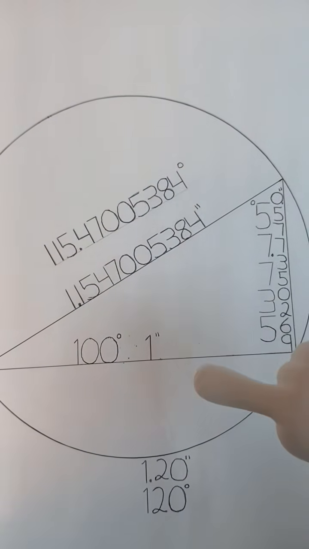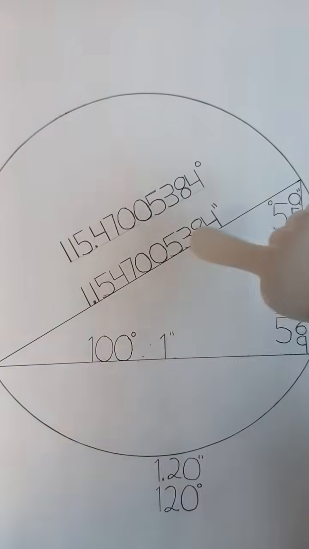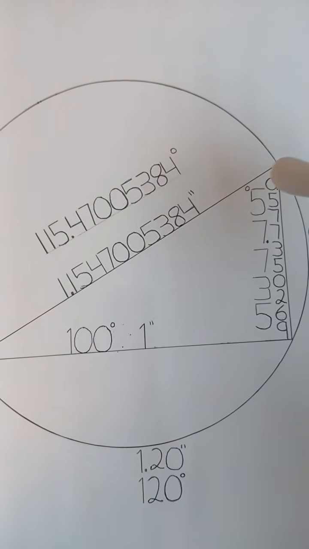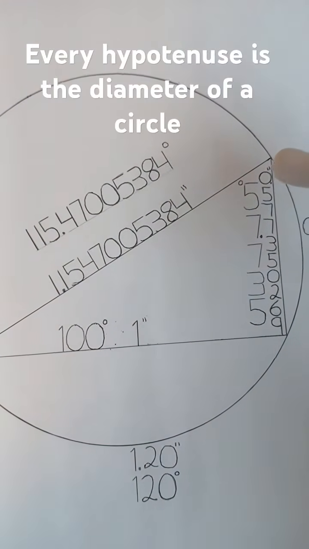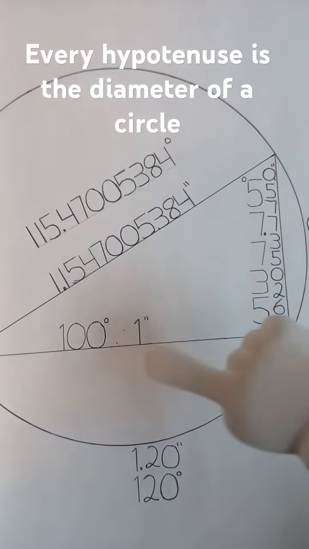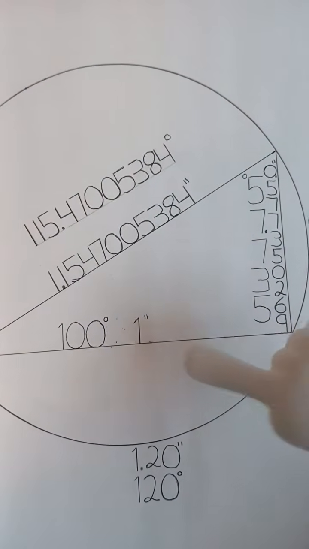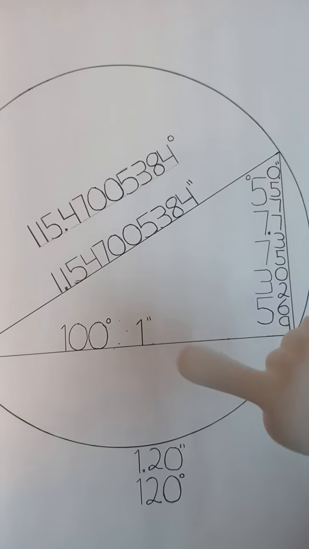One of the main reasons I'm showing you this circle is I want you to realize that the diameter of every circle is actually the hypotenuse of the special right triangle that's inside of every circle. It's what I call the nucleus of the circle because it holds the information.